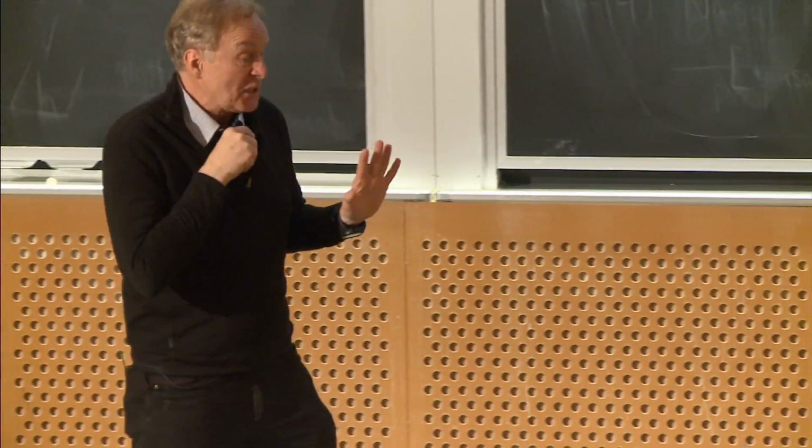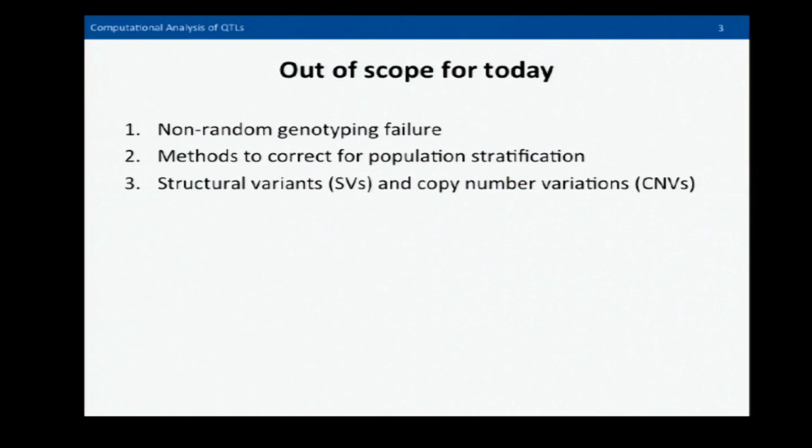Some of the things we're not going to talk about include non-random genotyping failure, methods to correct for population stratification, and structural variants and copy number variations. Point 3 we'll just briefly touch on, but fundamentally they're just embellishments on the fundamental techniques we're talking about, and so I didn't really want to confuse today's discussion.